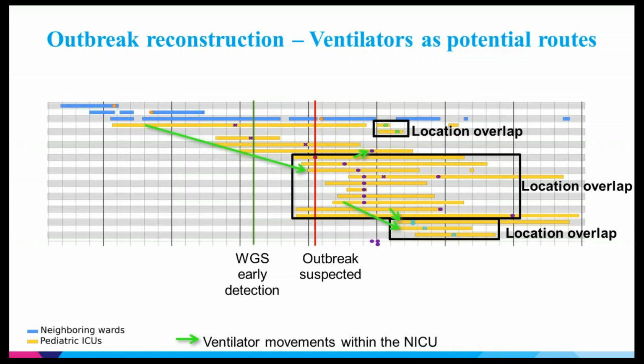We also identified additional ventilator movements within the ICU that may have played a role in spreading the outbreak strain between the different locations, and explain how certain patients got affected that we couldn't account for just based on their location overlap. So really, by integrating very detailed genomic information plus epidemiological information and tracking information within the hospital, we were able to get a very detailed picture of how this outbreak occurred and progressed within the hospital.